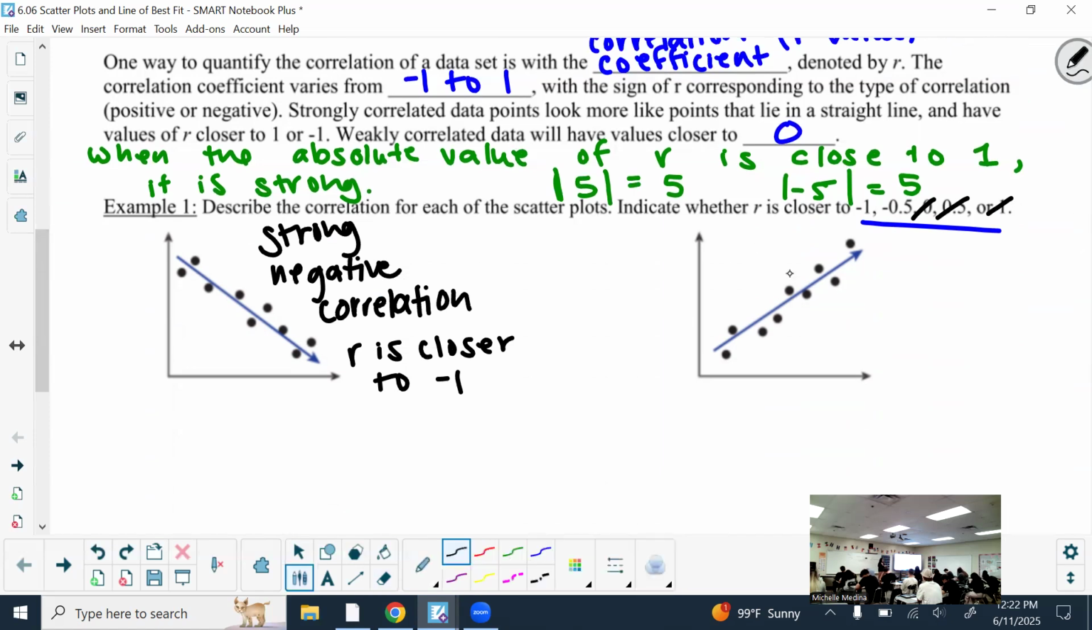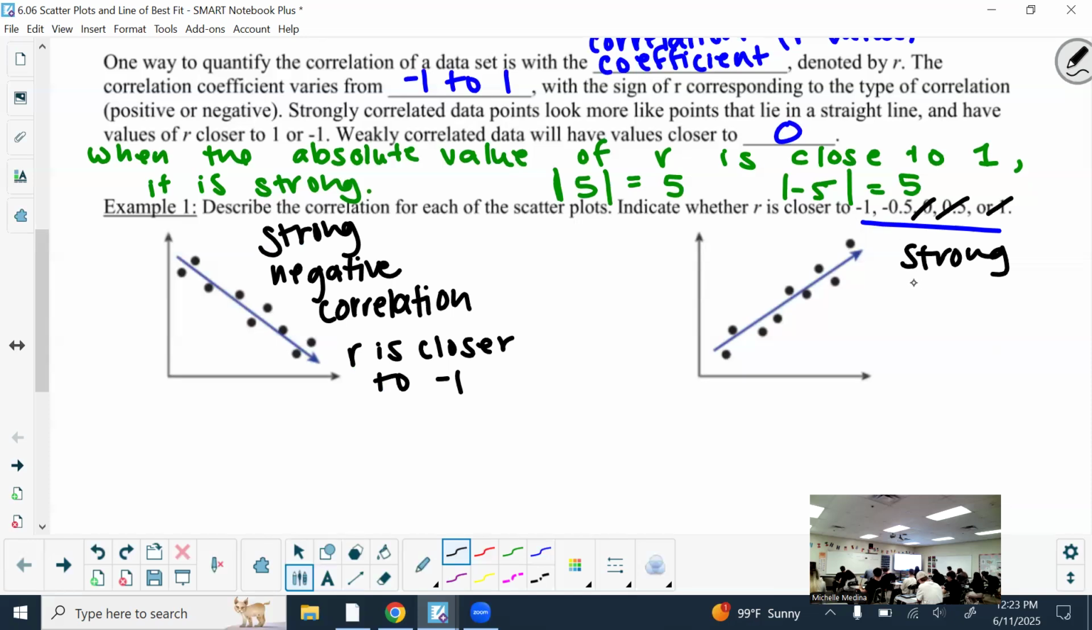Okay. So the one that's right next to it, would you say that this is strong or weak? Strong, do you know why? Can someone help her out? It is strong, but why is it strong? The dots are close together, forming a straight line. It's not perfectly straight, but you can tell there's a line drawn in the middle of them. It's mostly straight. So we'd say it's strong.